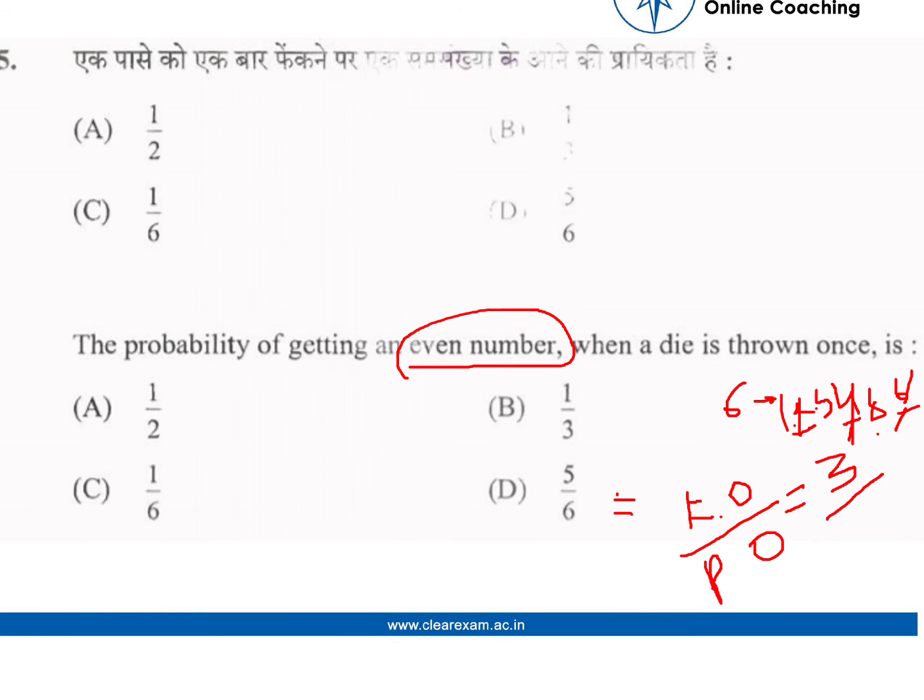Possible means, in a die the possible outcomes are 6, because it is a die, and 1, 2, 3, 4, and 5 and 6 can come, na? That's why the possible outcomes are 6. That's why the answer will be 1 by 2. Let's see the answer.